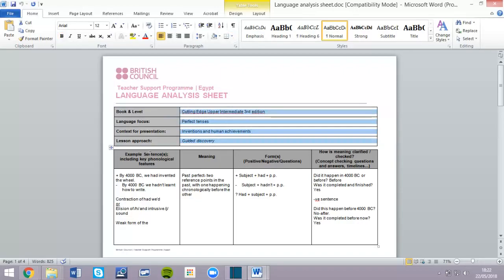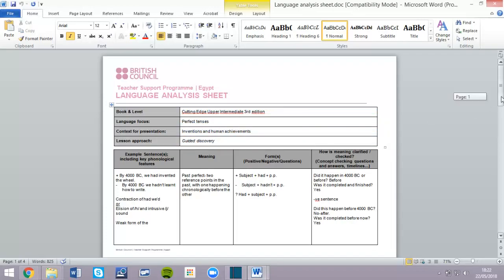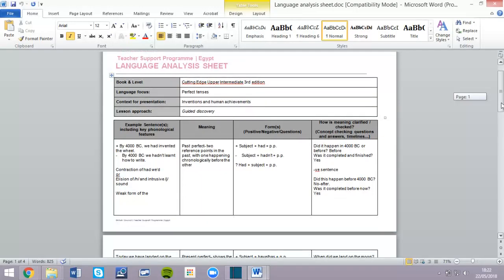Up at the top, again, you've just got some general information about the lesson, including what approach you've followed for the language or the Lexis. So in this case, a guided discovery task. And then we're looking at example sentences taken from the discovery task that I've used.